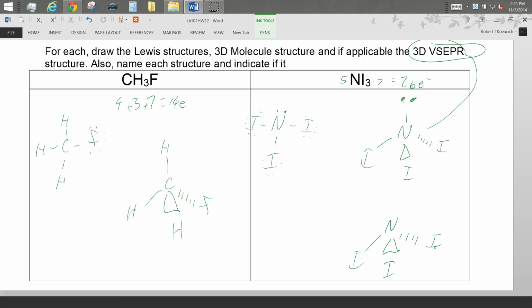If we hadn't drawn the Lewis structure and seen that there was a lone pair of electrons on the nitrogen, we would have assumed that this thing was planar. It was a triangle, but it would be flat. But it's not flat because there's a lone pair of electrons pushing those 3 iodines down. So that's why we need to come up with the Lewis structure. I can't just look at NI3 and assume that since there's only 3 things that I'm in a trigonal planar shape, because there's a lone pair of electrons.